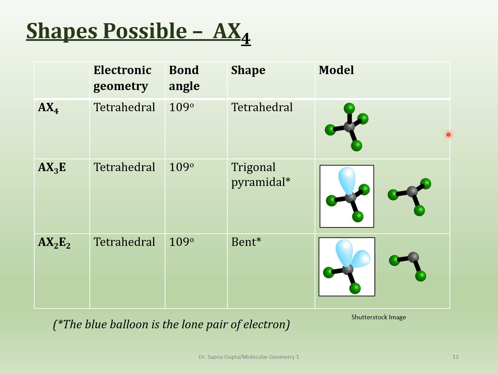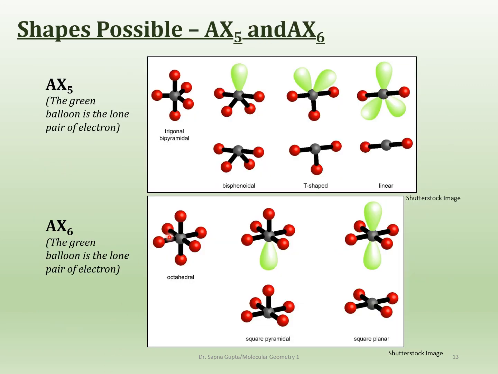Here is AX4. Tetrahedral is the electronic geometry. Bond angle is all the same. The shapes are going to be different because in the case of AX3E, you have one lone pair of electrons, and AX2E2, you have two lone pairs of electrons. So that's kind of what it looks like. Again, whatever kind of diagram suits you, you do that, but you have to learn these shapes of molecules.